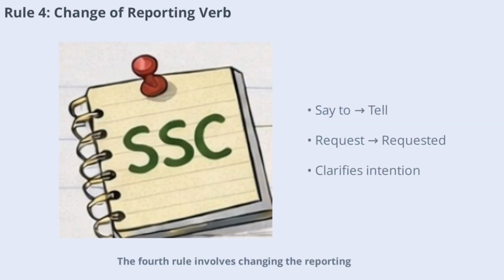Fourth rule involves changing the reporting verb and converting direct speech to indirect speech. Common reporting verbs like say, tell, and ask may change depending on the context. For example, say to becomes tell and request becomes requested or asked. This rule helps clarify the intention behind the reported speech, whether it's a statement, request, or command.